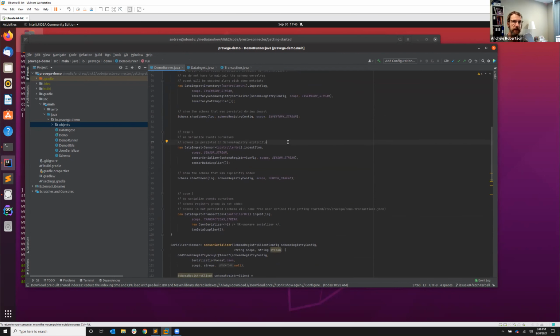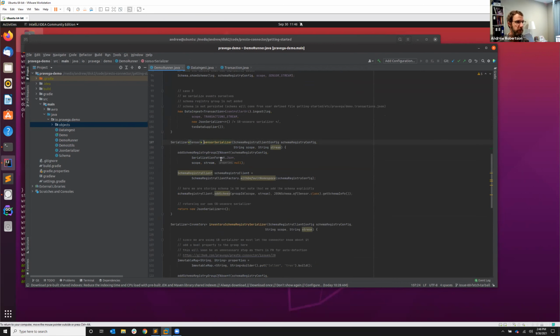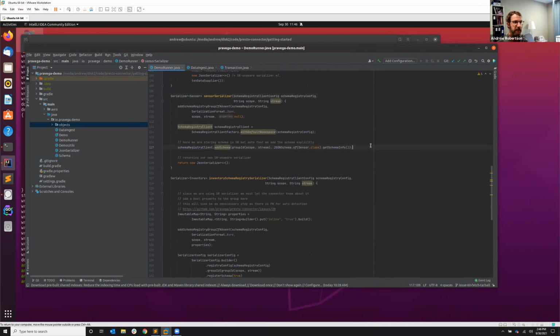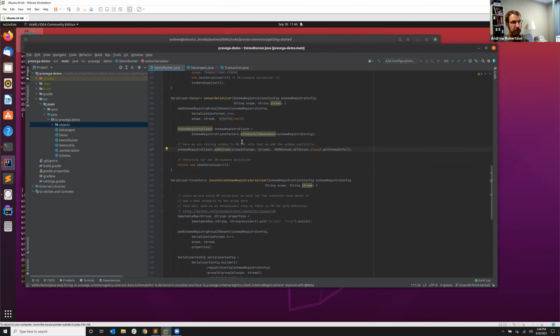Second case is you're using schema registry, but you're managing it yourself, right? So you're explicitly adding the schema to schema registry, but you're just using some serializer of your own, a schema registry unaware serializer, right? But the schema is still there in schema registry.